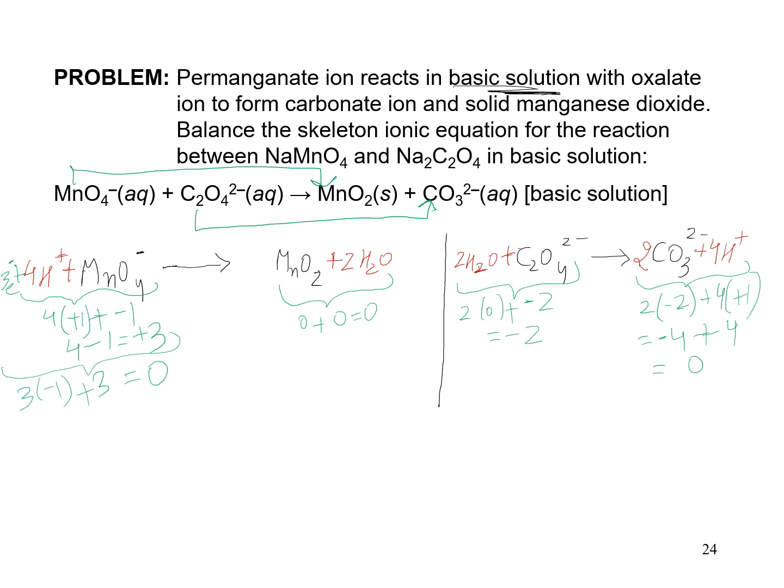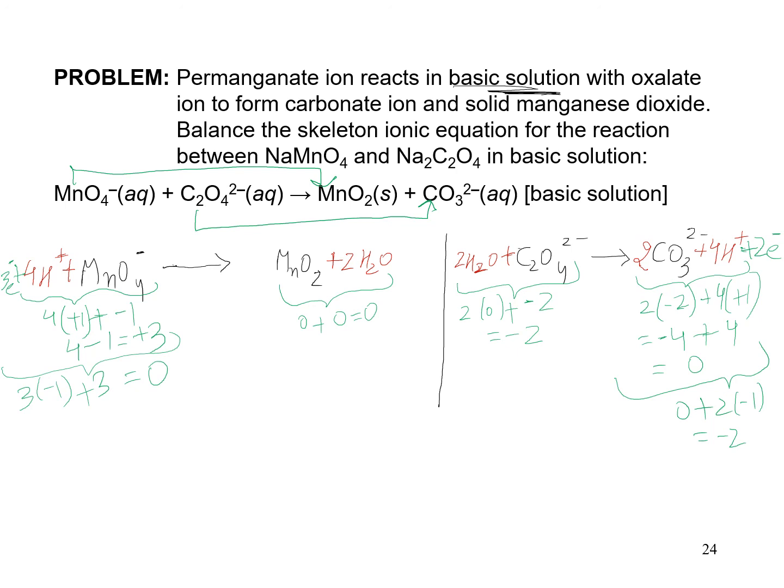Which side is least? This is 0, this is -2. The smaller value here is -2. So I have to make both sides equal to -2. How can I do that? By adding 2 electrons on the product side. So now what is the total charge? 0 for this part plus 2 times -1, which gives you a total of -2, which is equal to each other.